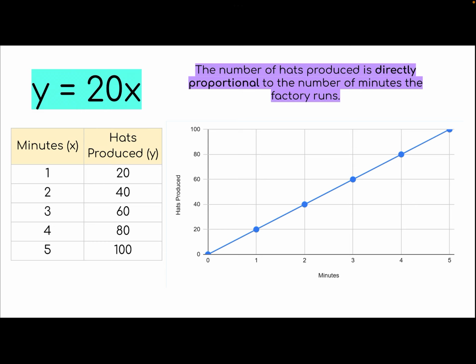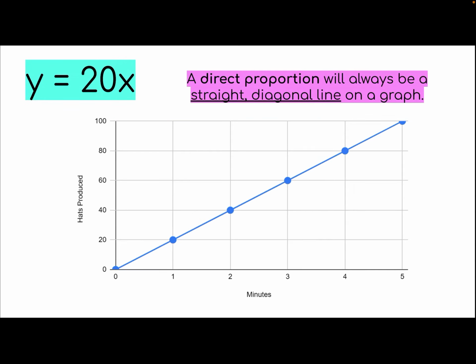So we said that the number of hats produced is directly proportional to the number of minutes the factory runs. A direct proportion will always be a straight diagonal line on a graph. So if you were trying to identify, is this graph a proportional relationship, you would simply be looking for a straight diagonal line on a graph that goes through the origin. It has to go through the origin.